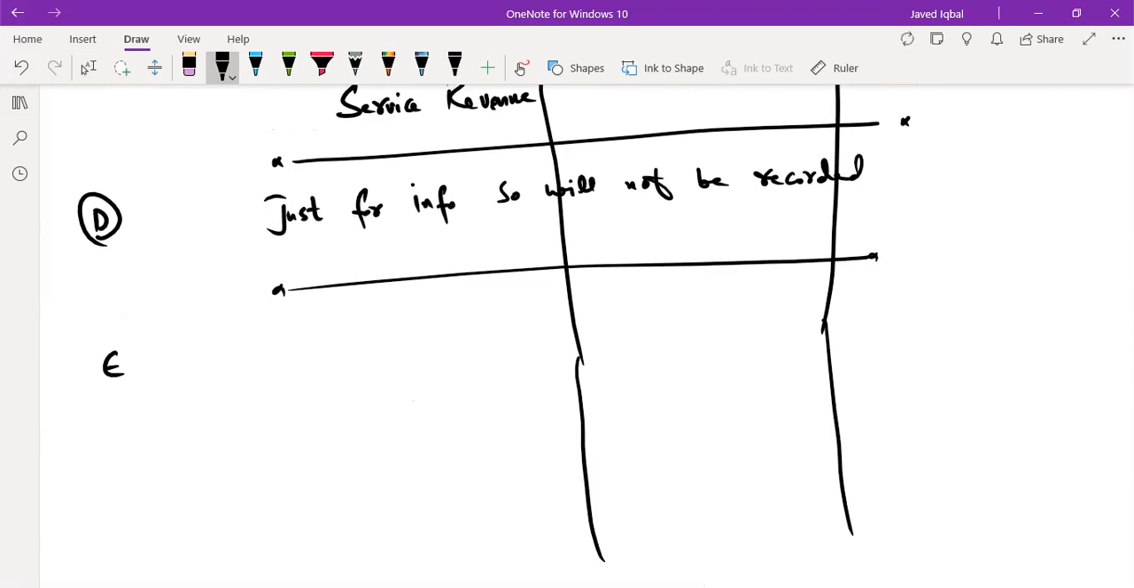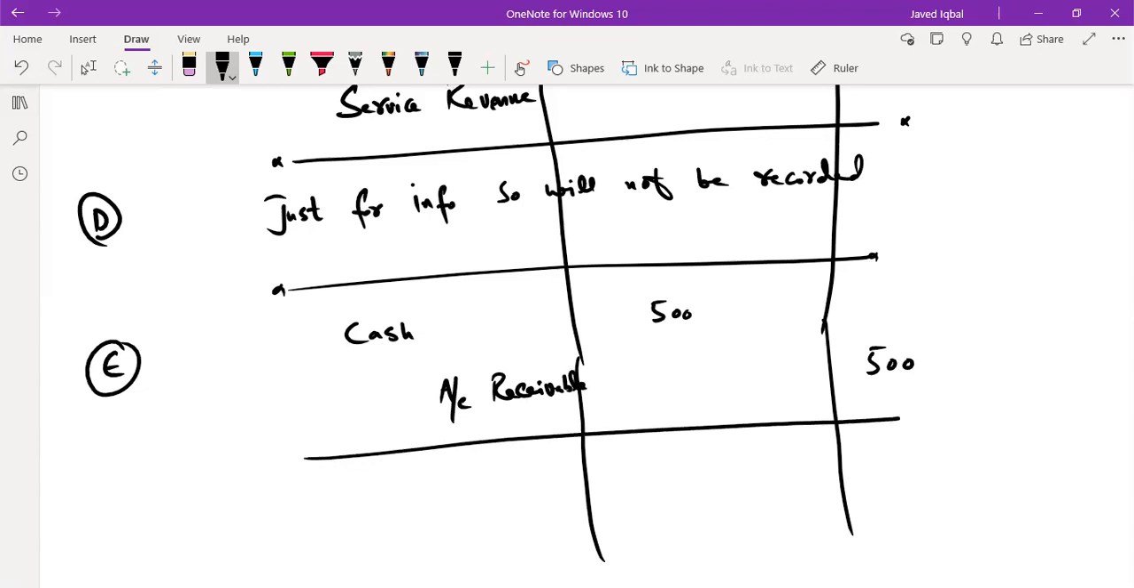Transaction E is basically receive 500 in payment from customer in transaction C. So we have 1,000 receivable, of which we have received 500. So cash is increased by 500, and of this accounts receivable of 1,000 we have received 500, right? This concludes our transaction E.